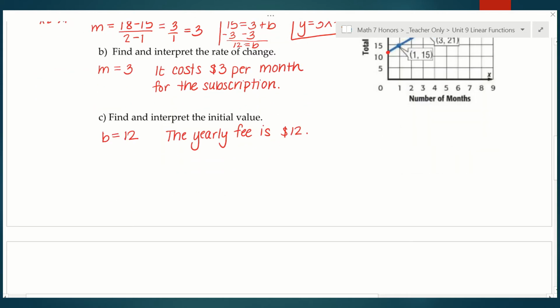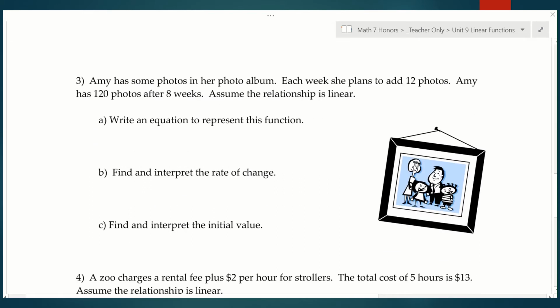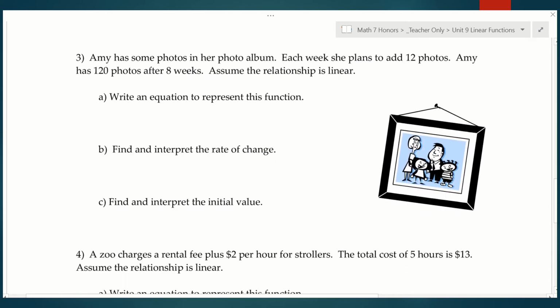All right, let's go to number 3. Amy has some photos in her photo album. Each week, she plans to add 12 photos. Amy has 120 photos after 8 weeks. Assume the relationship is linear. Okay, so this is completely different from what we've been doing. I didn't even give you a graph in this situation. And so what we have to do is use the information that they gave us to figure out the equation, the slope, and the y-intercept.